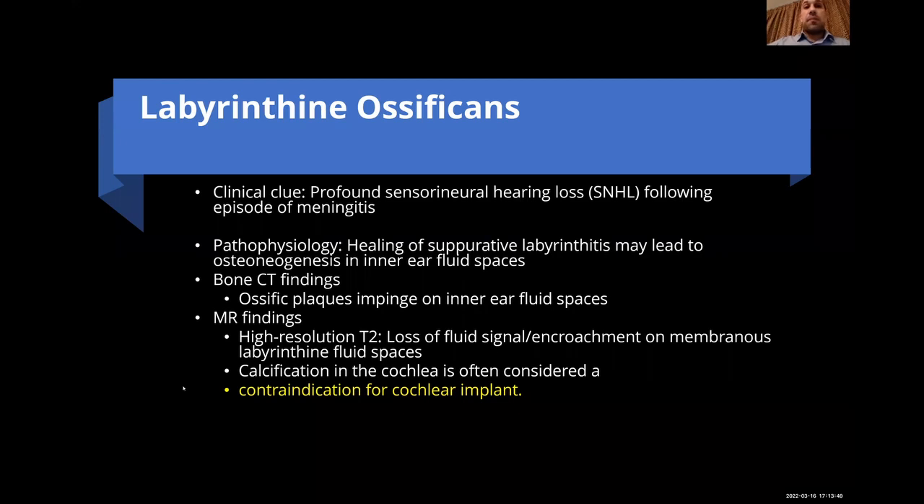Labyrinthitis ossificans, profound sensorineural hearing loss. It is the inner ear structure. So sensorineural hearing loss. Okay. Ossific plaques impinge on the inner ear fluid spaces. In the T2, loss of fluid signal. In the CT, increased density. In the MRI, loss of the high T2 signal. Calcifications in the cochlea are often considered a contraindication for cochlear implant. Okay.